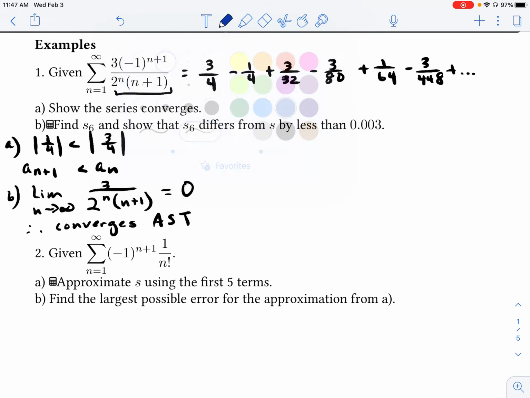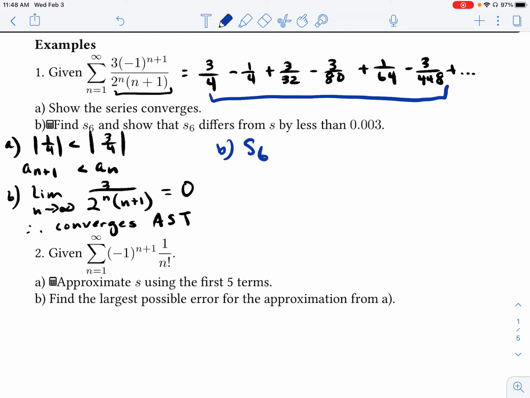Now part B, I'm going to calculate what S sub 6 is. So part B here is, again, S sub 6 is the sum of all of these, the first 6 terms in our series. So we're just going to add them up. And so for the sake of time, I'm going to tell you that this comes out to approximately 0.5651, and let's round to that 5th decimal spot. So this is going to be approximately this value.